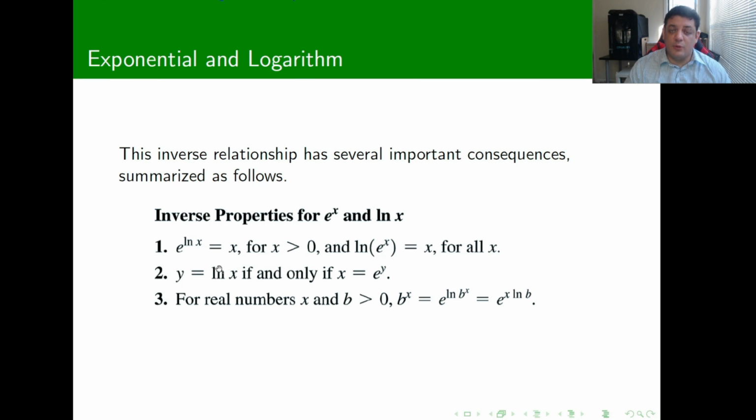There's a relationship by defining one number as the log of another. Finally, given a base, a real number b bigger than 0, we can express the exponential b to the x in terms of the natural log and the exponential with the Euler number. So we can write b to the x as e to the log of b, to the power x, or e to the x times natural log of b.